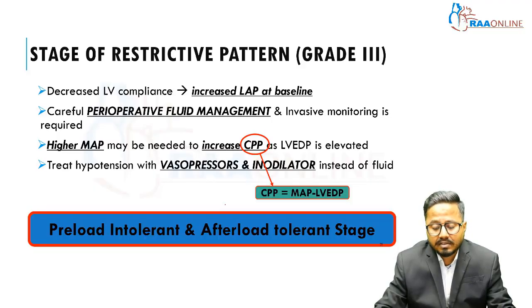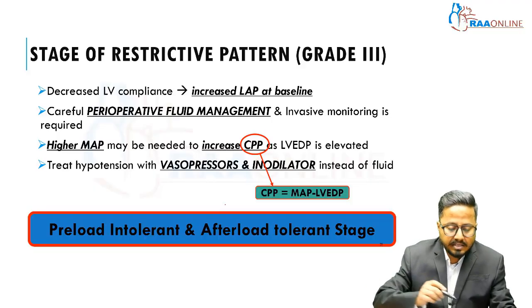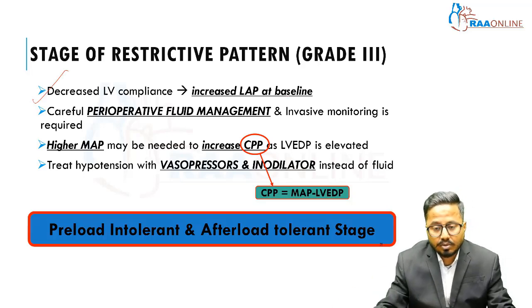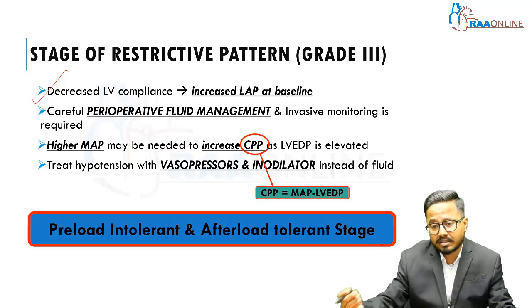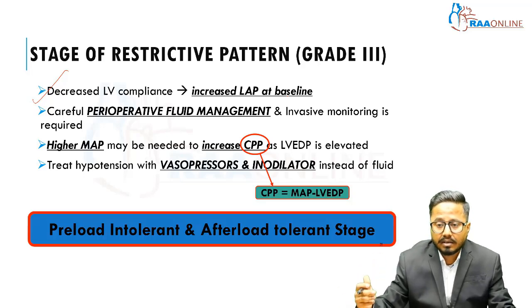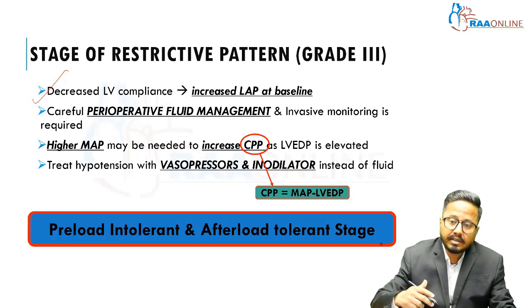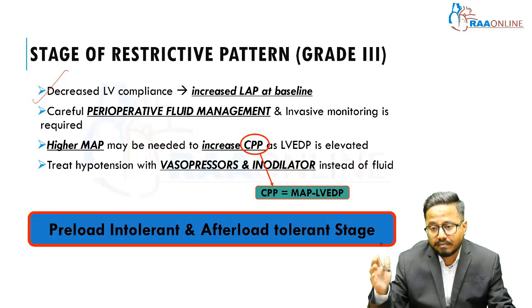So grade 3 diastolic dysfunction, as we know that there is decreased LV compliance and there is increased left atrial pressure at the baseline. So the left ventricular end diastolic pressure will be very high. If you give even very little volume, there will be a very high increase in the left ventricular end diastolic pressure, because as we have discussed previously, the pressure volume loop is shifted upwards and leftward.